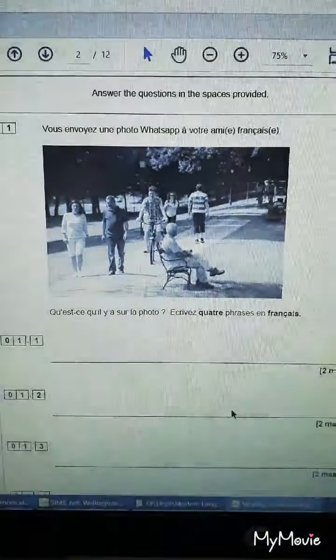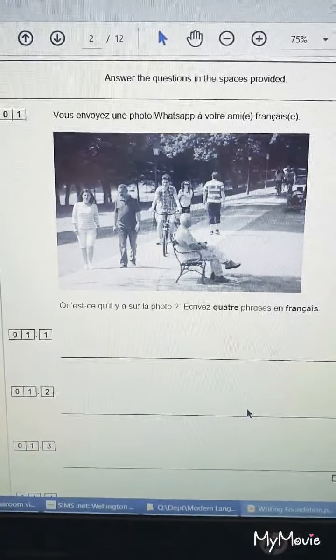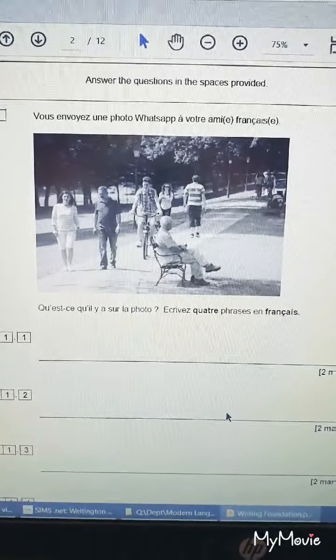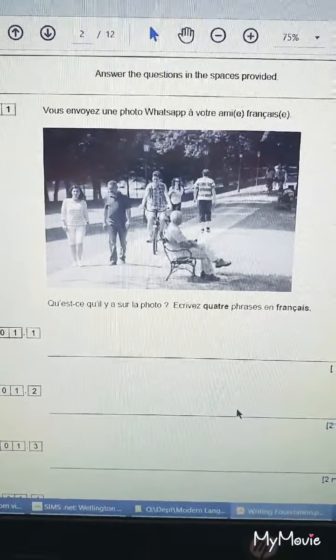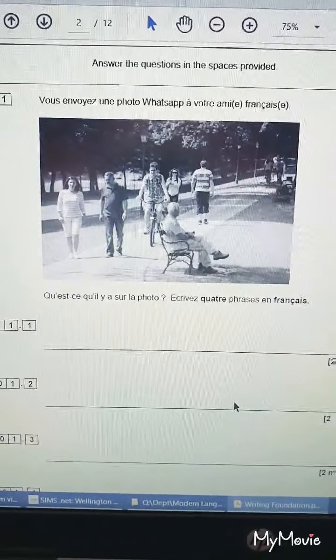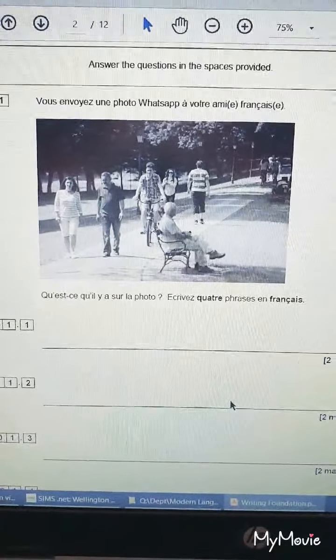This is aimed at Foundation French for the AQA GCSE, and we're going to be looking at the first question on the writing paper, which is the photo card. So the photo will look something like this, and it is, as you can see, question one on the paper, and you will see a black and white picture with something going on in the picture. And then you will have the question, qu'est-ce qu'il y a sur la photo? And you are asked, écrivez quatre phrases en français.